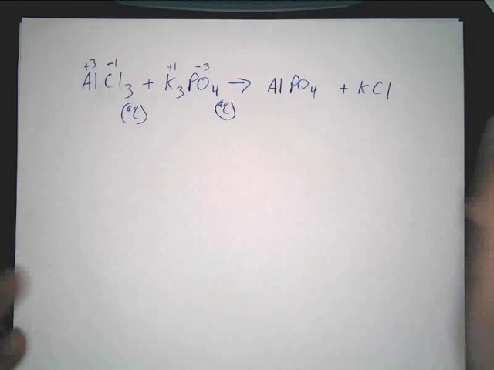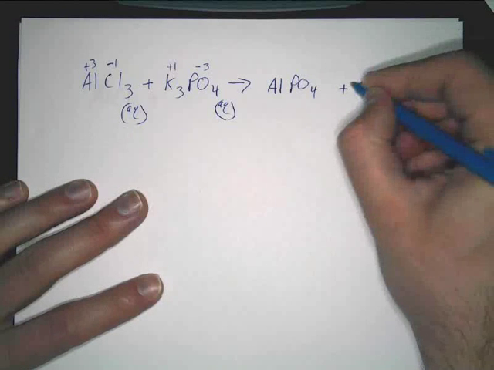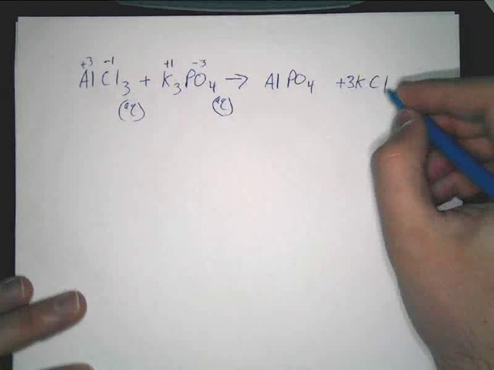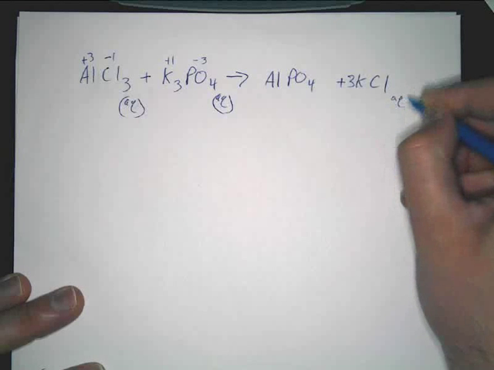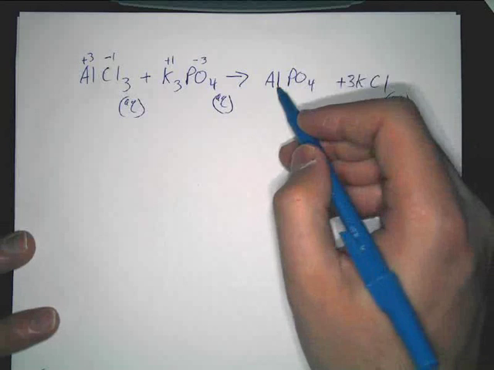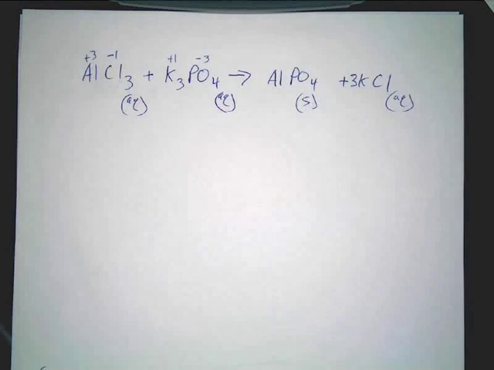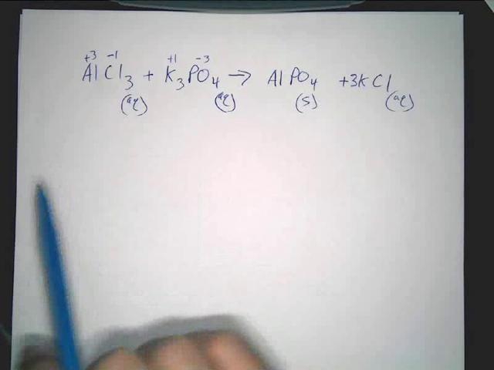What is the only subscript or coefficient you have to put here? You got to put a 3 right there, so it's balanced. Now you go back and look this up. You're going to find potassium chloride, one of the more soluble things ever. Since potassium is always soluble, chloride is pretty much always soluble. Then you're going to find this one to be a solid, correct? Agreement? Yes. Good.